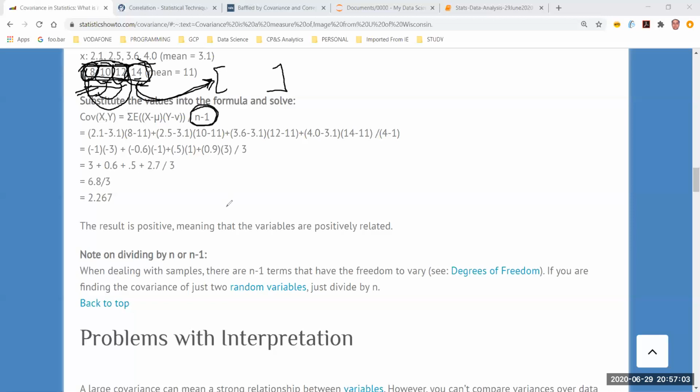While dealing with samples, there are n-1 terms that have the freedom to vary, which means if I change these 3 values, I can clearly see the variation in these because I know what the mean is. If I'm saying that there is a random variable, in this case this was y, and the mean is 11, and I already know these 3 values, then I don't need to ask you what the fourth value is. Why? Because I can calculate that from the mean. So the freedom of movement in the space of the number system is only with these 3 numbers, because ultimately they have to converge to a mean of 11.